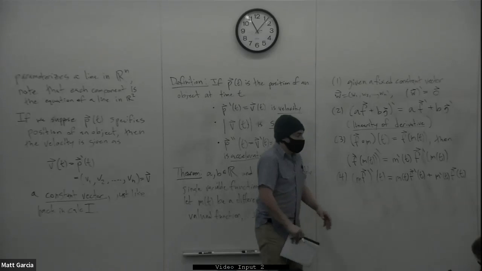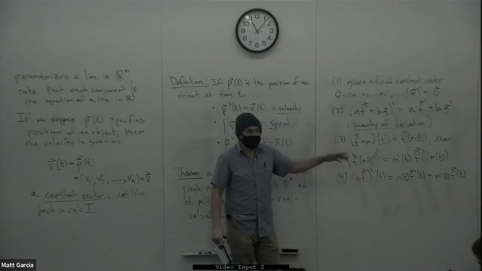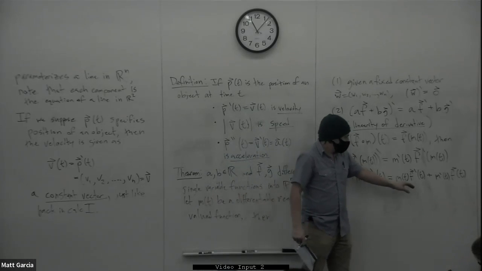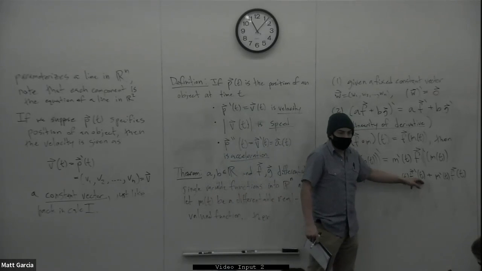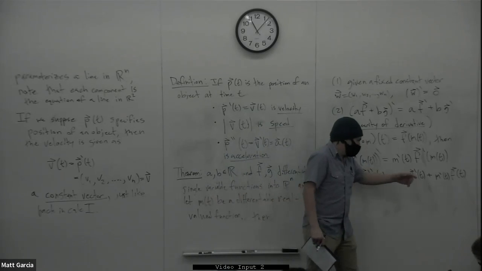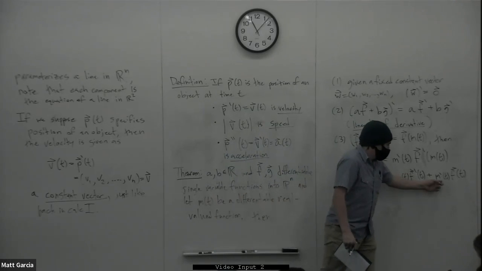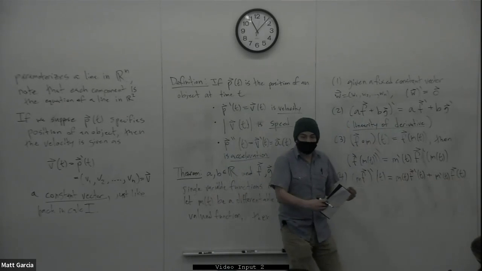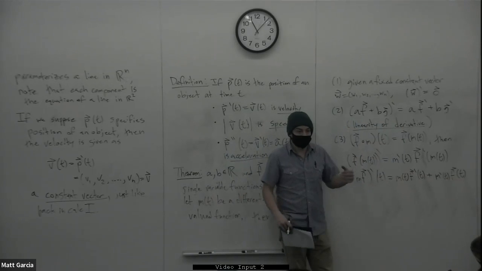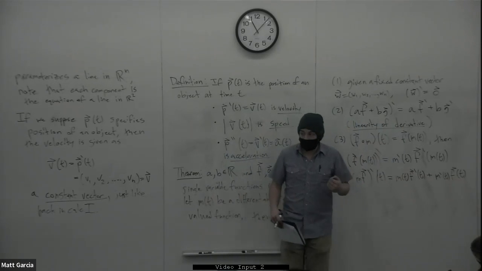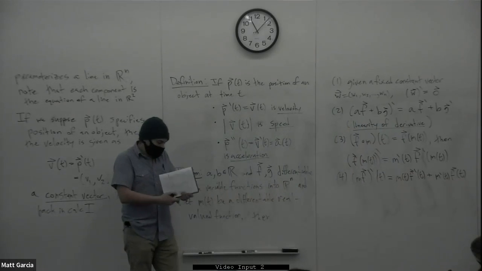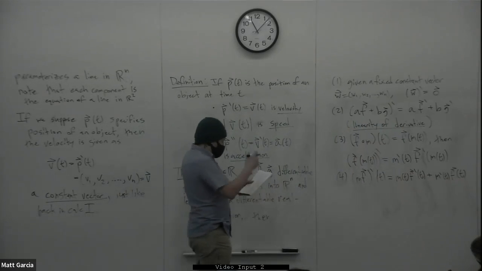And again, just check that the dimensions of this operation are correct. We have a scalar function scaling a vector-valued function of dimension n. We have a scalar function m prime scaling a vector-valued function of dimension n. We're adding them together, and so we get a vector-valued function of dimension n.